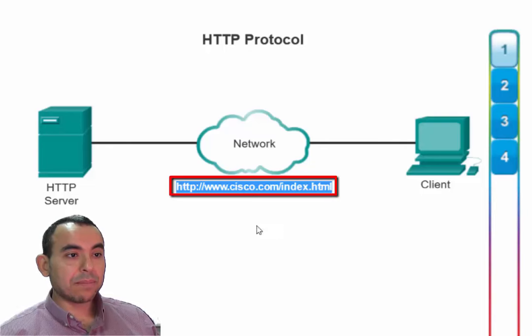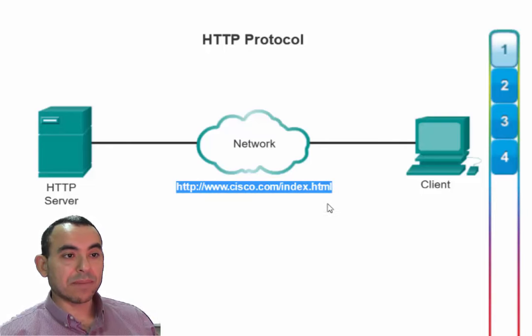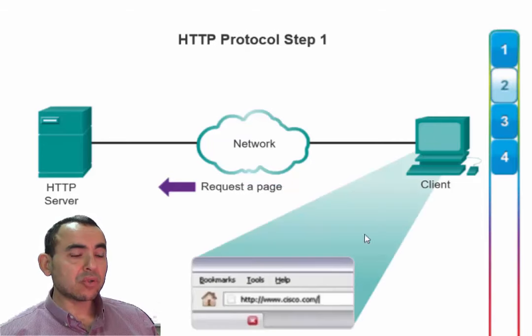So we type www.cisco.com/index.html. If we don't type index.html, this is the default page that we get. So the first step is to type the URL on the web browser, and then the client or the web browser will initiate a request which will be sent to the server.